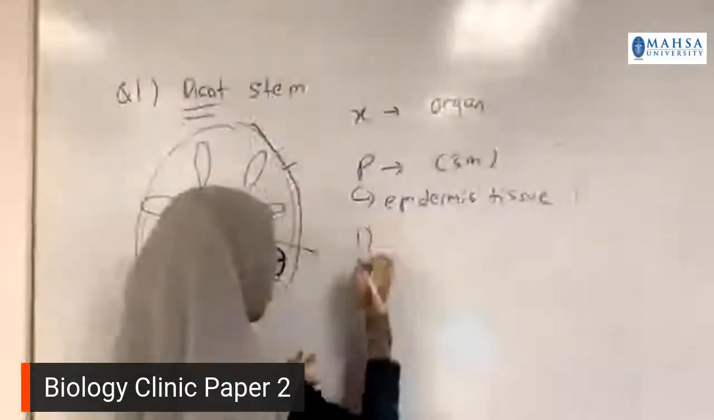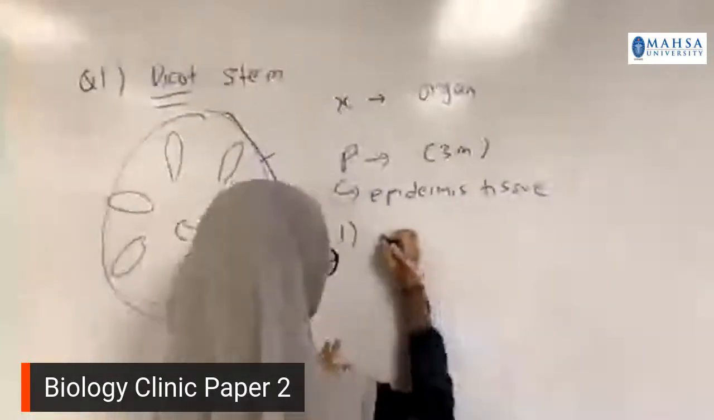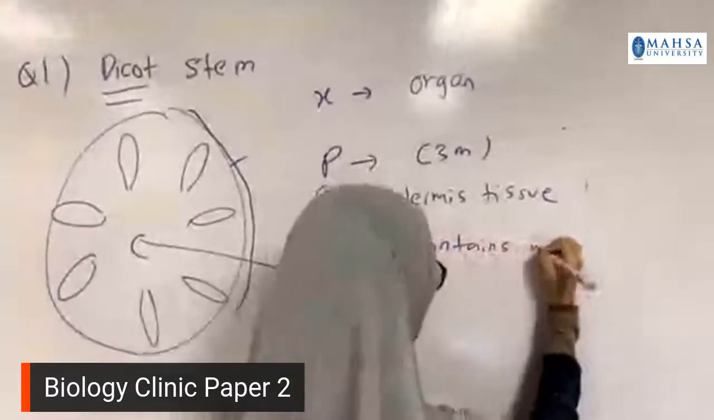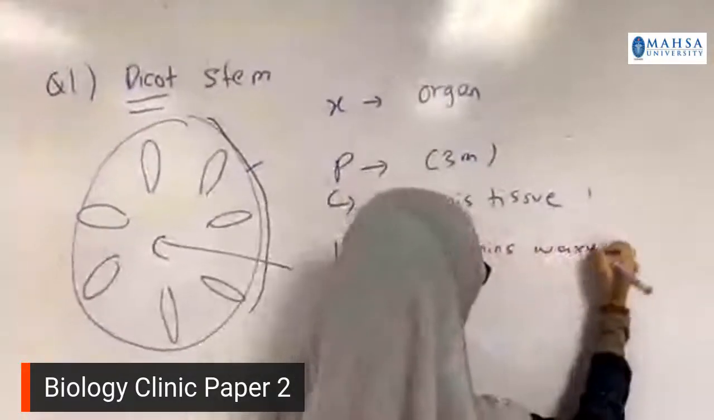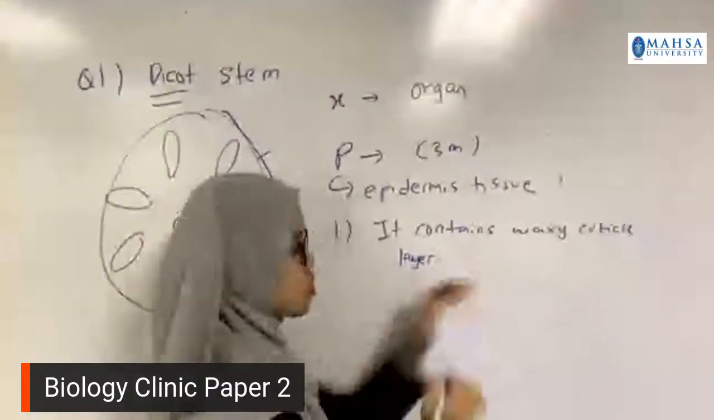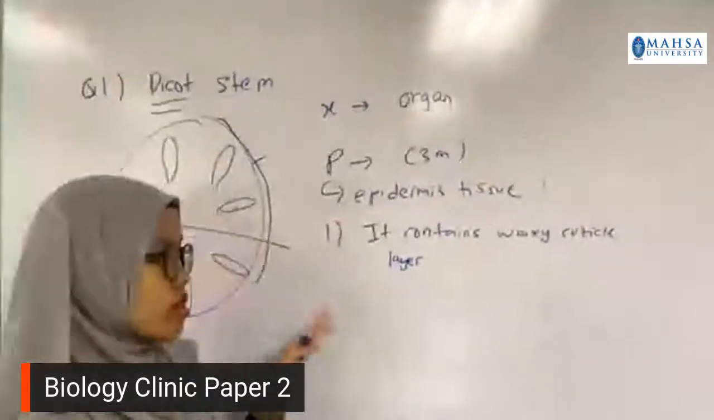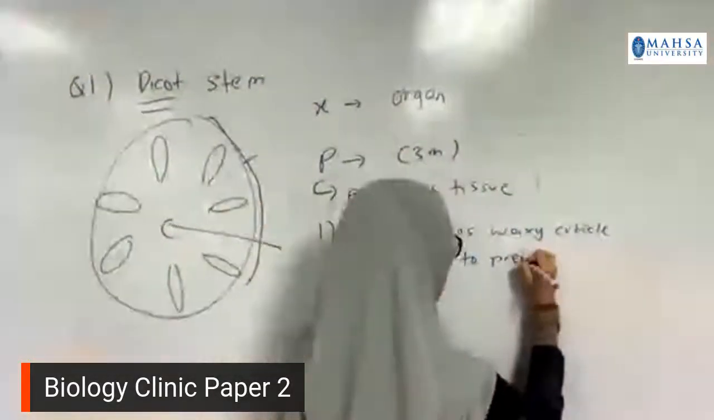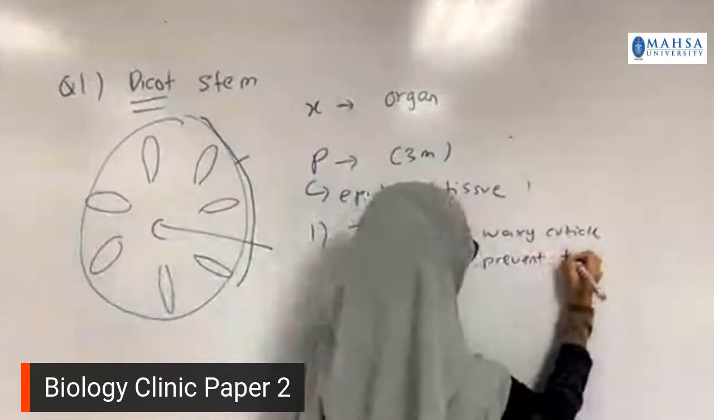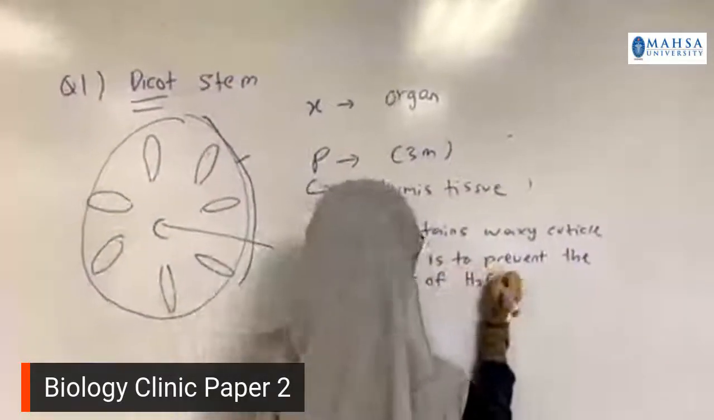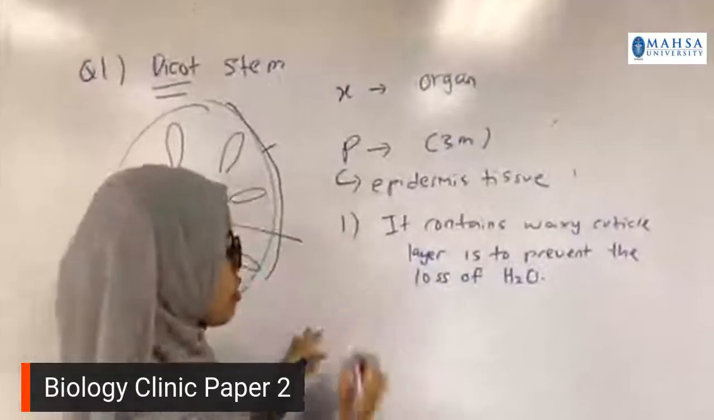Okay, the first characteristic is that the epidermis tissue contains a waxy cuticle layer. So what is the function of the waxy cuticle layer? The function is to prevent the loss of water. So this is the first point, the characteristic.